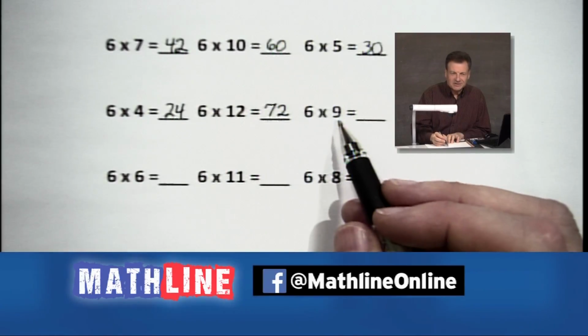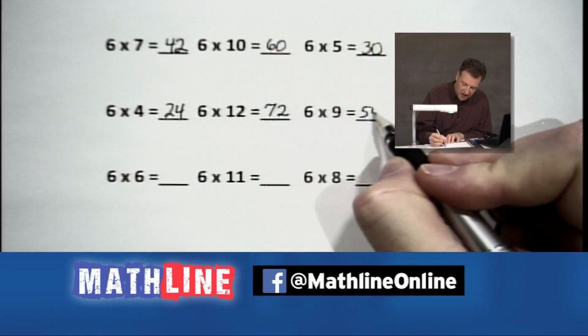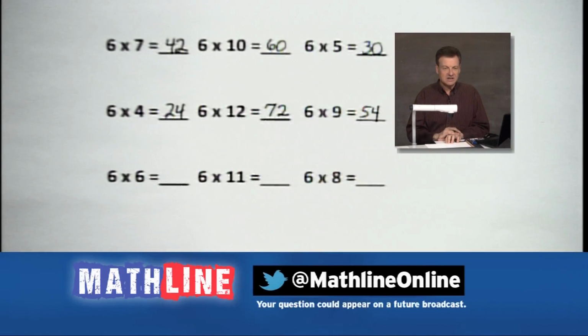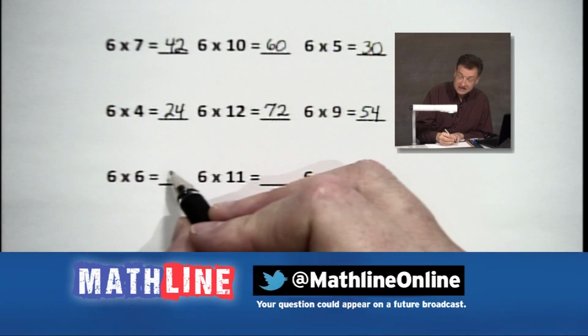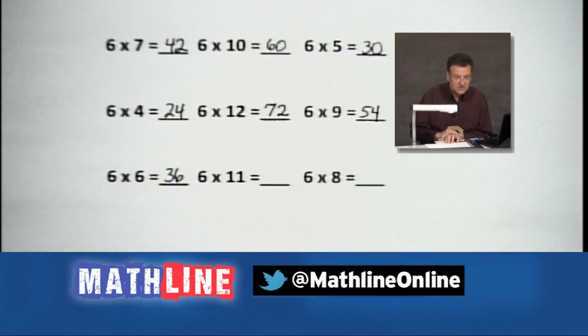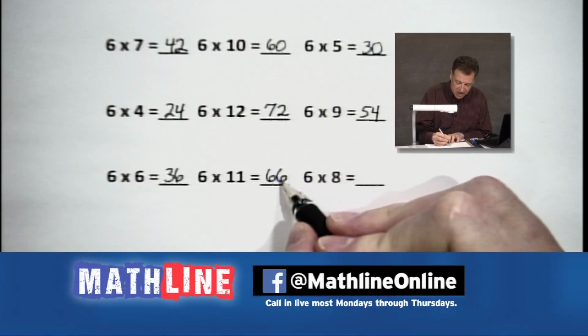6 times 9, sometimes we tend to get that one twisted and mangled a little bit. It is 54, not 56, as we're so inclined to sometimes think. It is 54. Now 6 times 6, here we go. That's 6 squared for those of you who like to use squared in your language. There you go, 36. And 6 times 11, put a 66 right there.